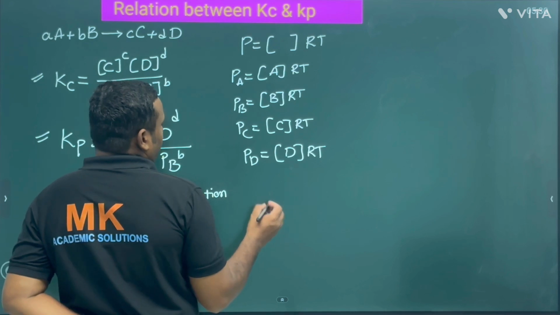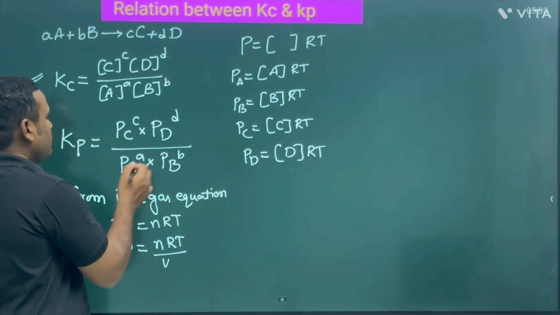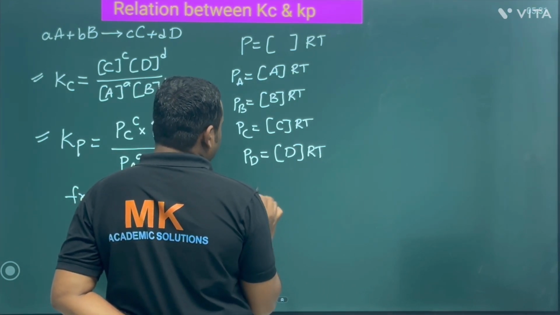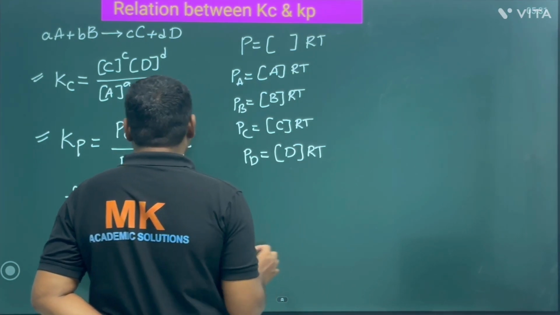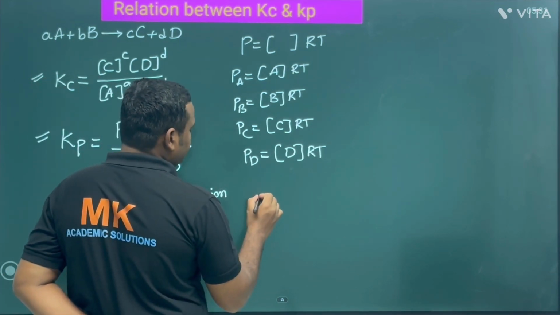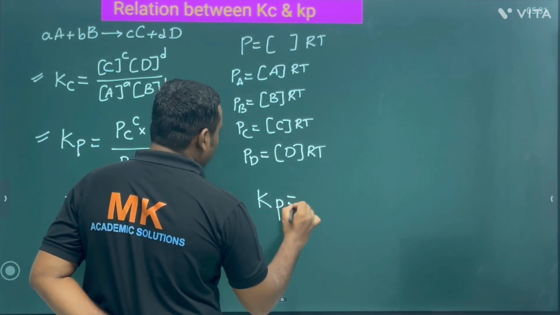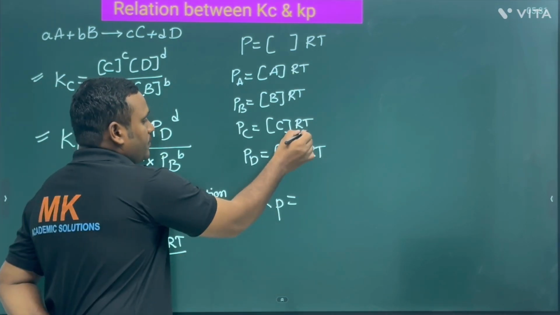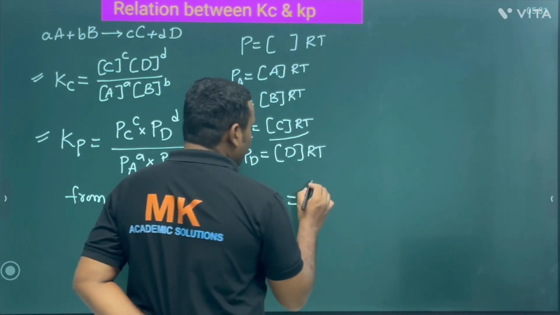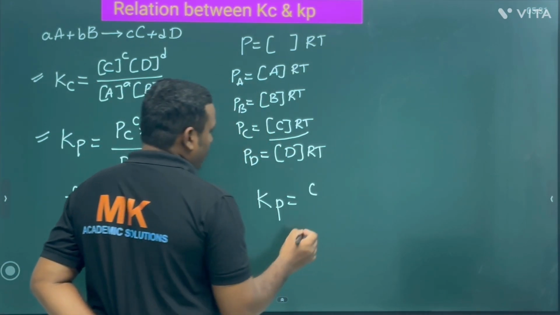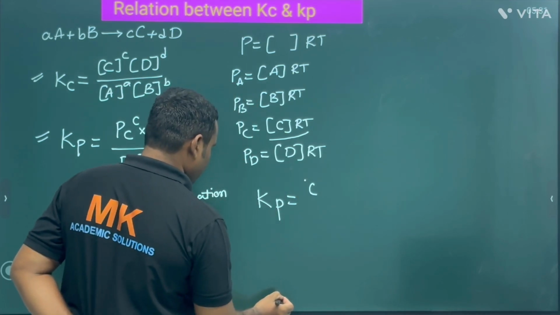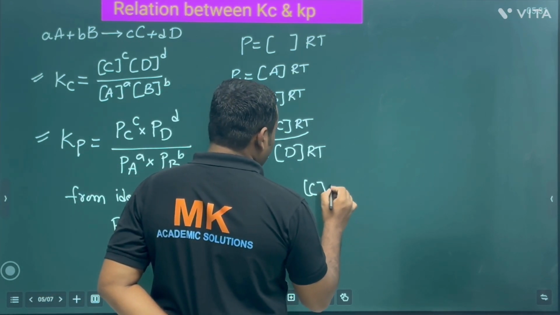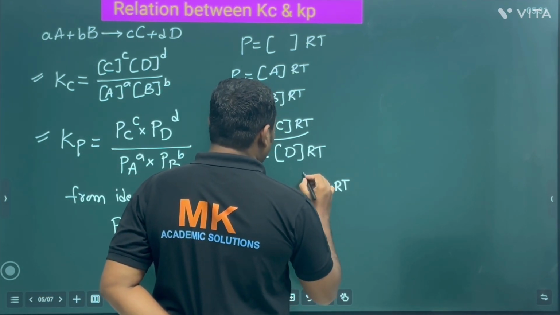Now let us substitute the partial pressure terms in the Kp. What is the Kp here? Kp is equal to the partial pressure of C to the power c. What is the partial pressure of C? Concentration of C into RT. So, concentration of C into RT, whole to the power c.